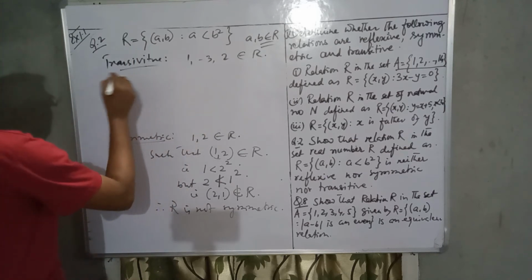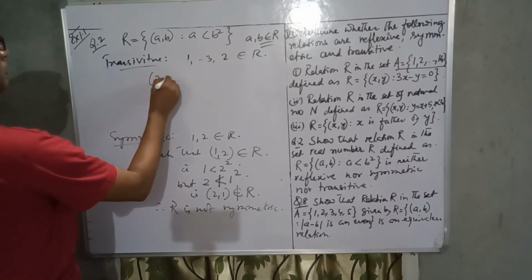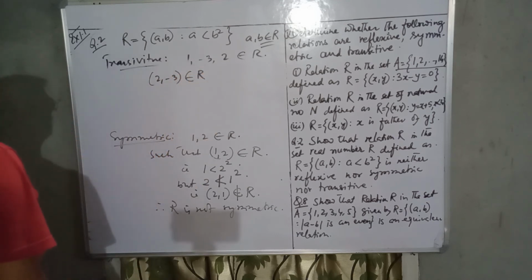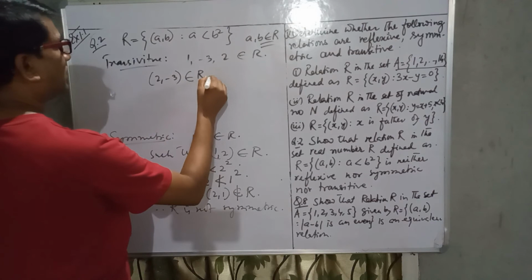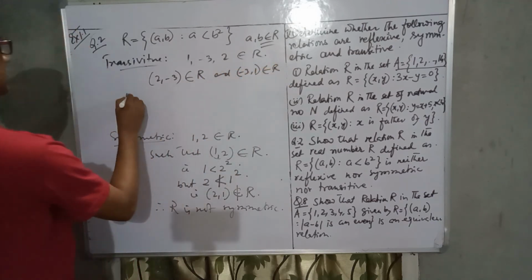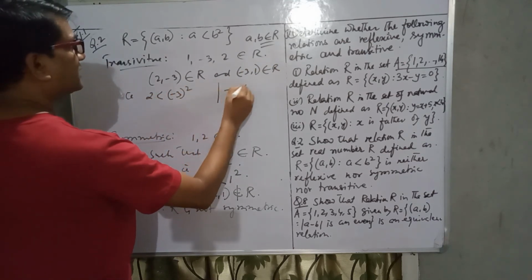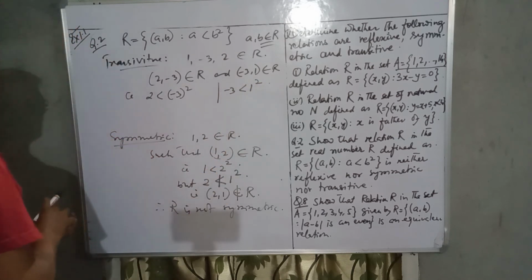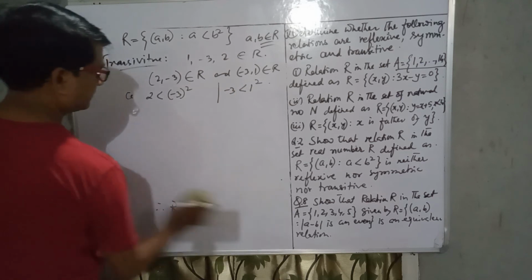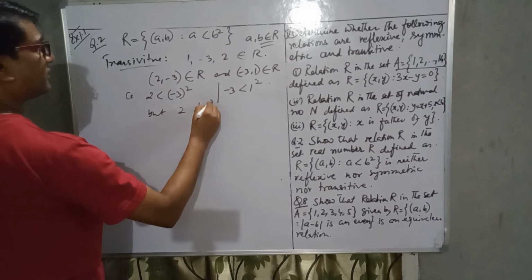Okay, let's see. (2, -3) belongs to R, and (-3, 1) belongs to R. That means what? 2 is less than (-3) whole square, and -3 is less than 1 square. Okay, but 2 is never ever less than 1 square.